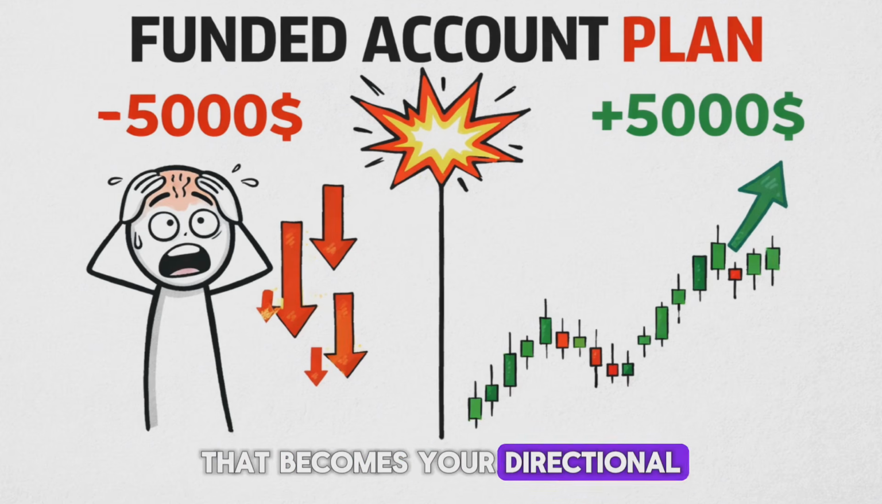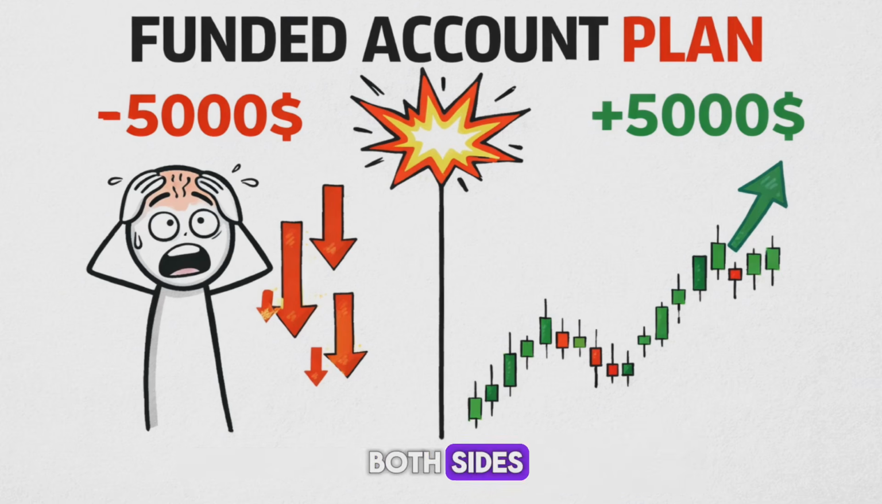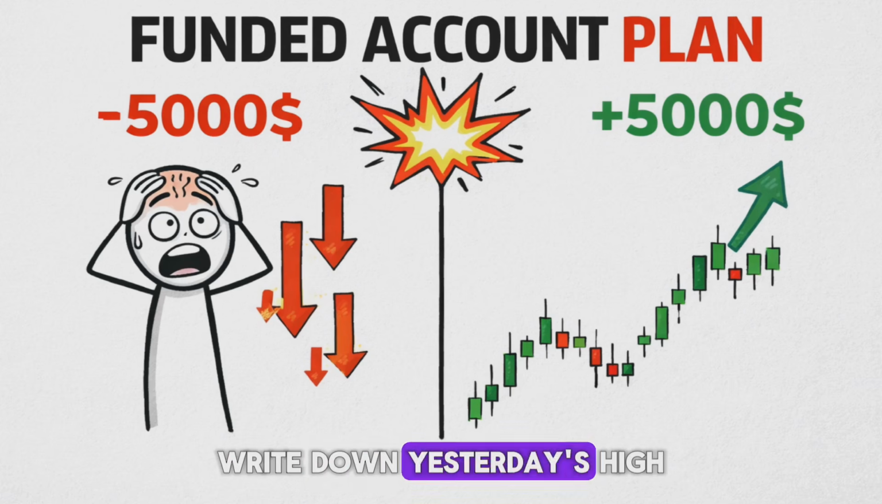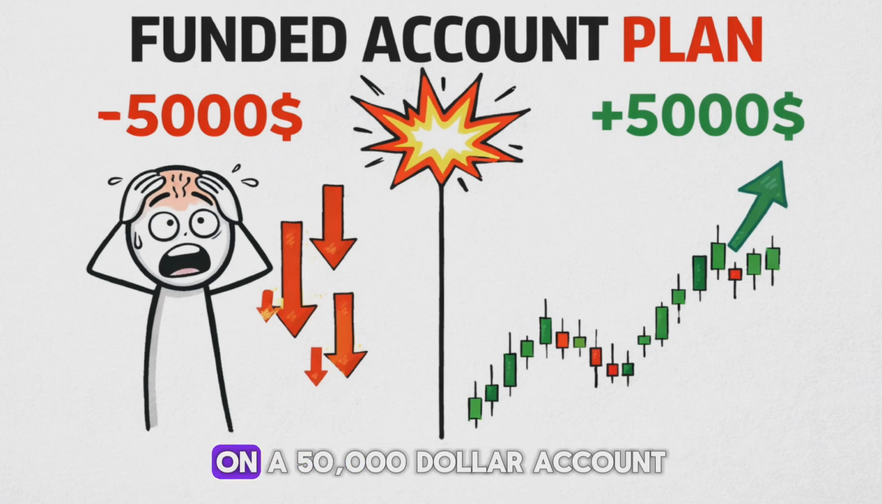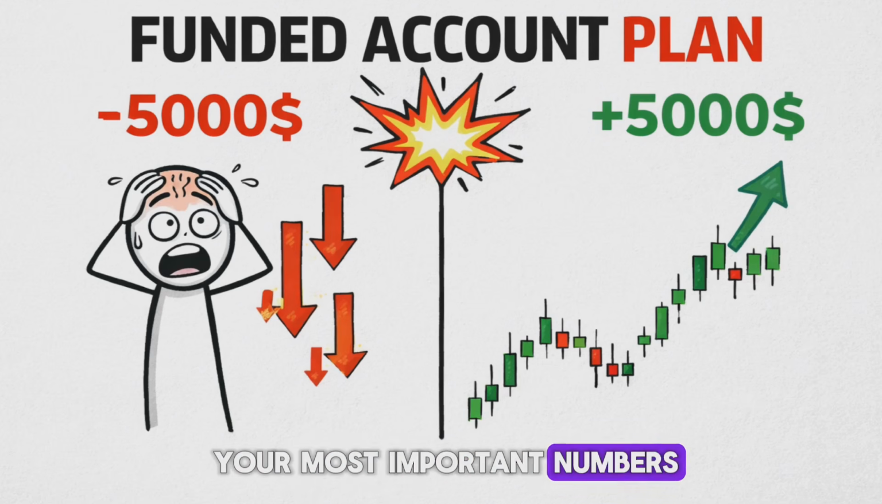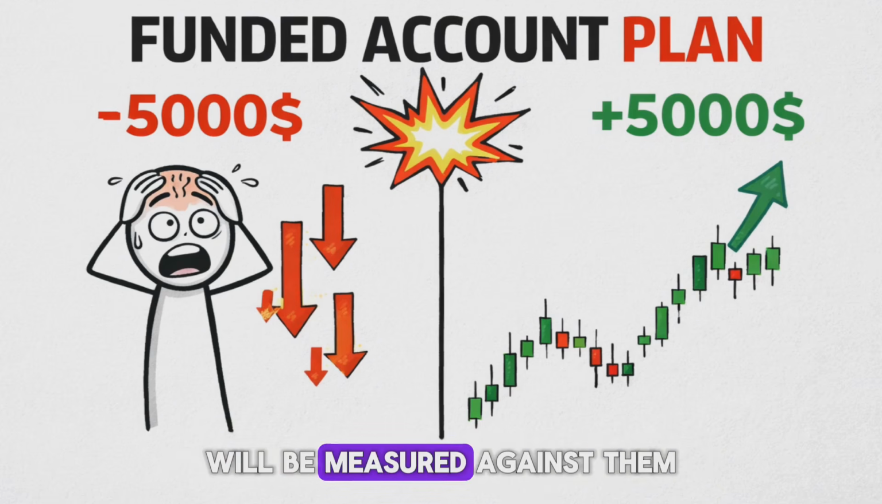That becomes your directional bias for the week. Bullish or bearish. One direction. You are not trading both sides. The daily chart gives you your reference range. Write down yesterday's high and yesterday's low. On a $50,000 account, these 2 prices are your most important numbers after your risk parameters. Everything that happens in London will be measured against them.